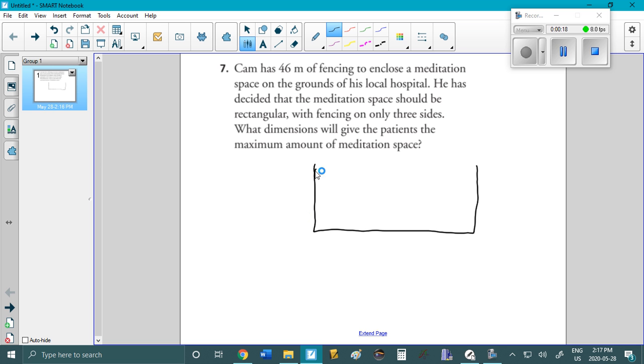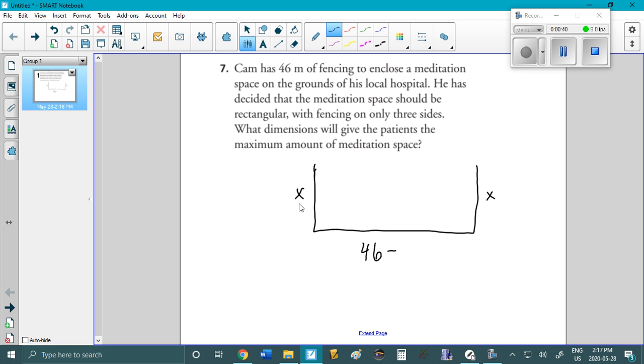And then what I do is I always take the one dimension that's repeated and I just give it a variable. I'm going to call it x. Okay, so if he has 46 meters altogether, then the question is, what does he have left for this length here? Well, he has 46 altogether, but he has to subtract the parts he's already used.